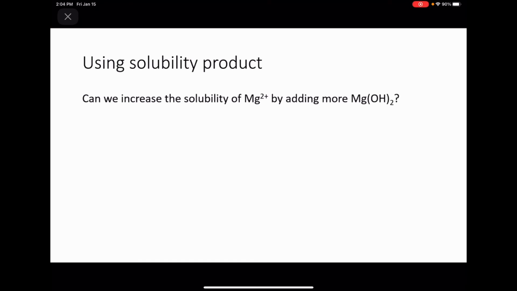Now that we've gone through and solved the Ksp to figure out our concentration of magnesium, and we know it's pretty small, if we wanted to, could we increase the solubility of magnesium by adding additional magnesium hydroxide? And I think I've addressed this, and the answer is basically no, because pure solids don't factor into the equilibrium. We could dump a ton of magnesium hydroxide into our water, and all it would do is sit at the bottom. It would not increase the concentration of magnesium one bit, because the concentration of magnesium is dictated by the equilibrium constant, which is dictated by delta G. So it's a thermodynamic function, not a concentration function.